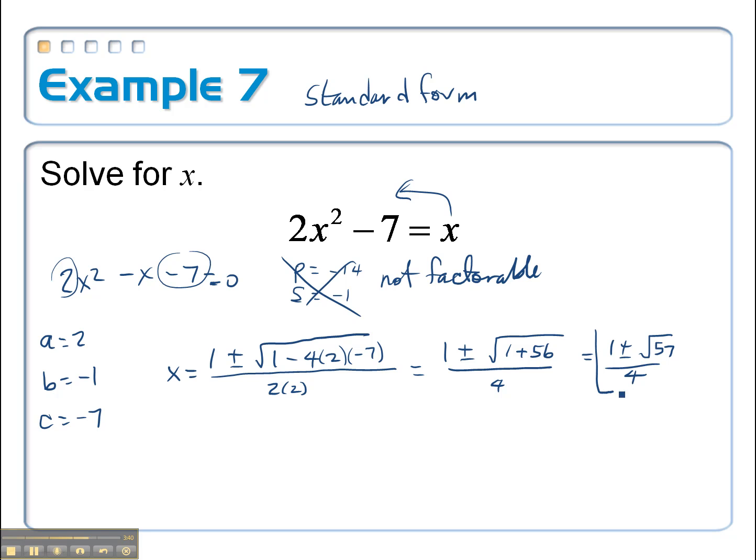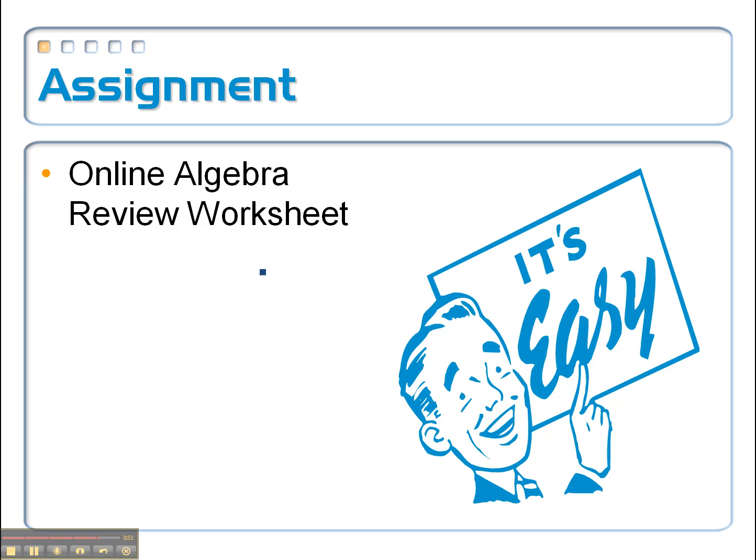You can leave your answer just like this. It's not going to simplify any prettier than that. But realize that this is really two answers. The two answers come from the plus or minus. The first one's 1 plus the square root 57 divided by 4. Or, now we take the minus, 1 minus square root 57 over 4. Now don't forget to do your homework.